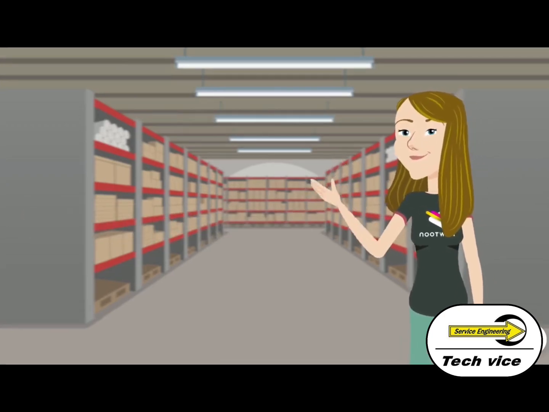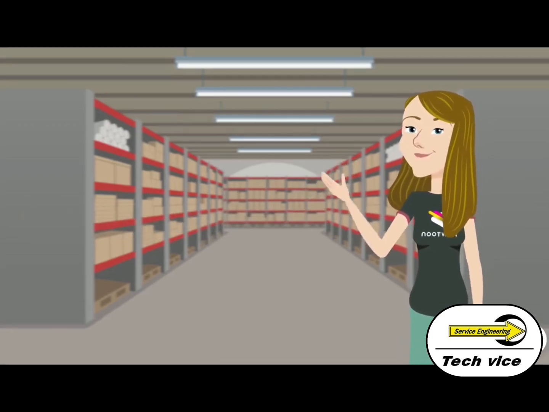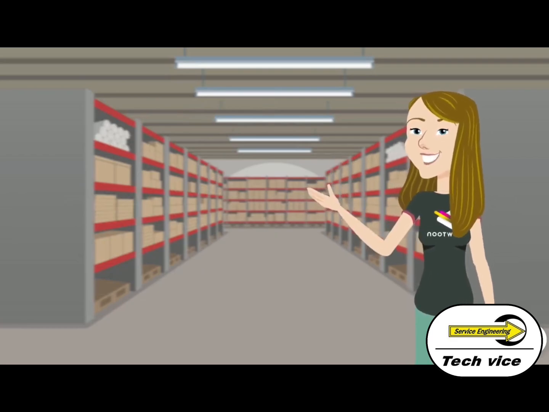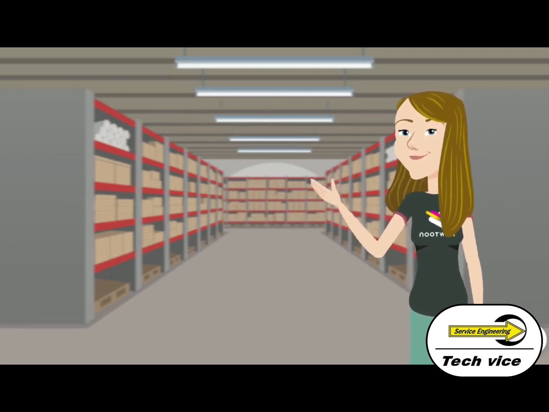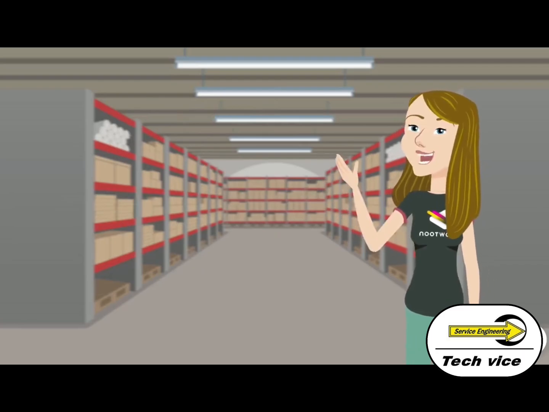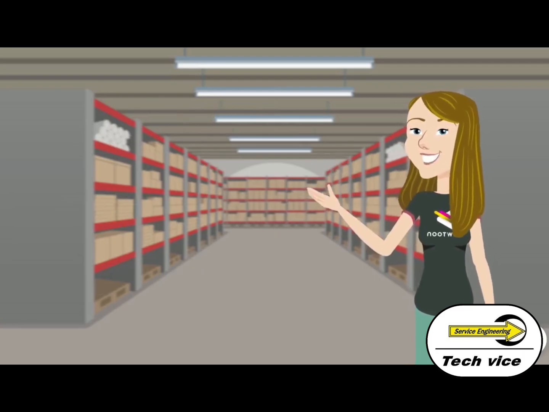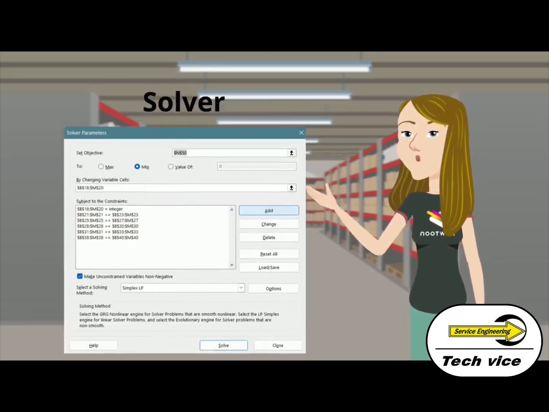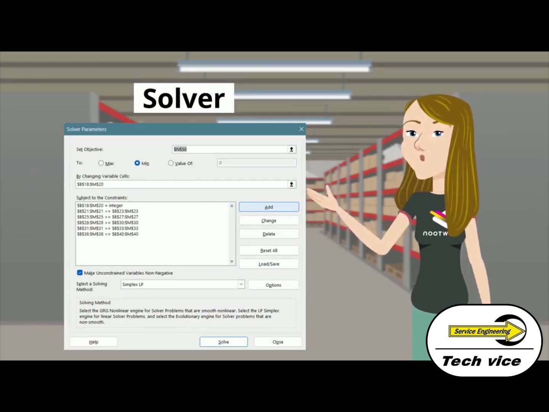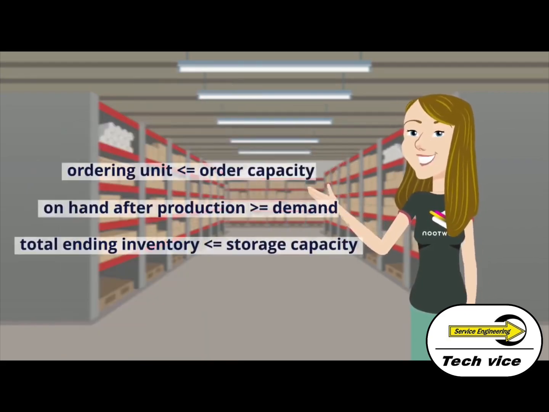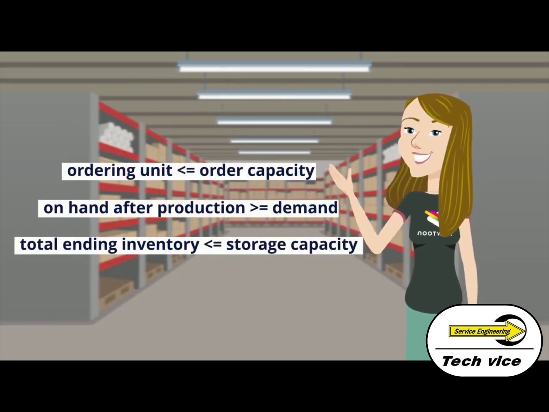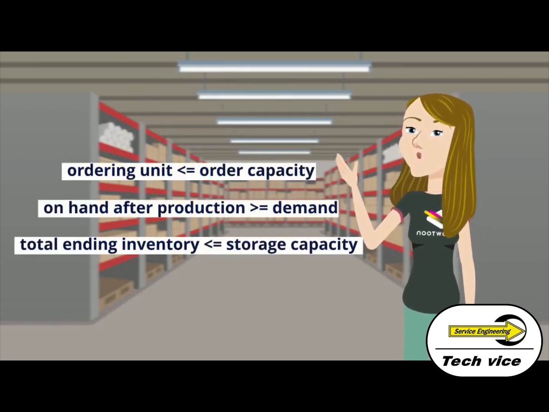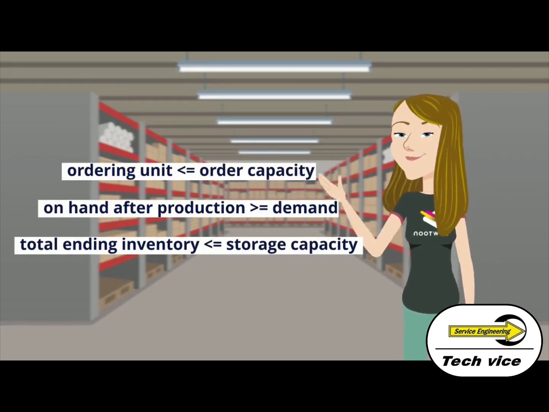In this case, our budget amounts to 800,000 baht, and the maximum storage capacity is 2,600. Moreover, the demand of each month also needs to be met. We then set up these constraints in the solver parameter. Here, the total ordering unit has to be less than or equal to the ordered capacity, which is calculated by dividing the total budget by the average cost of goods sold of each month.